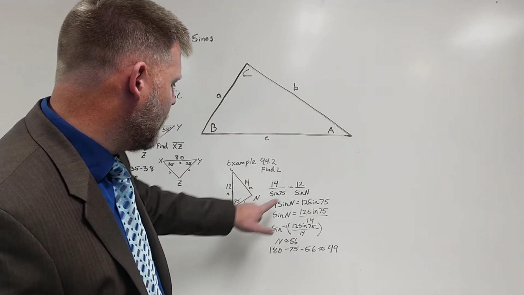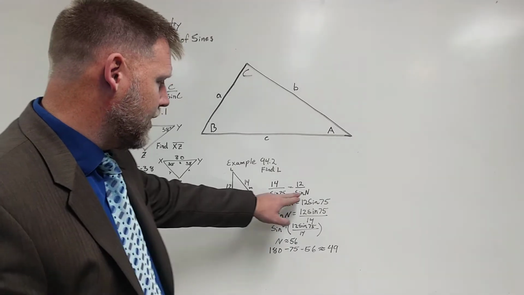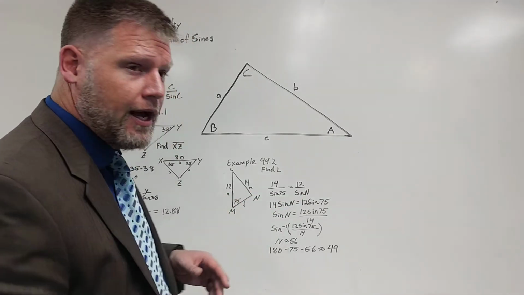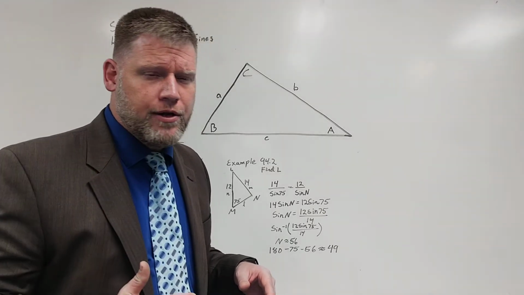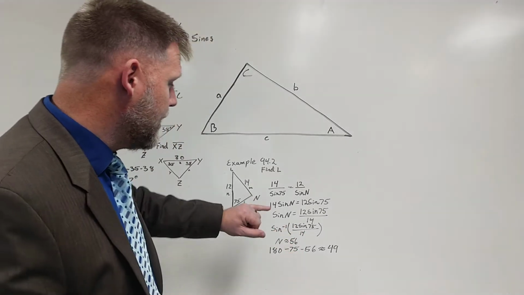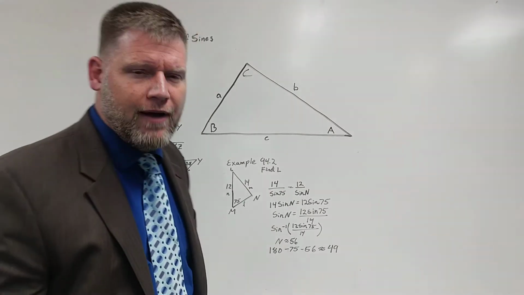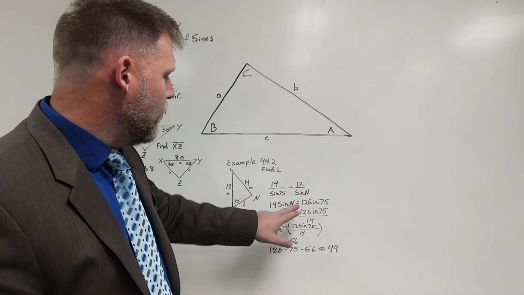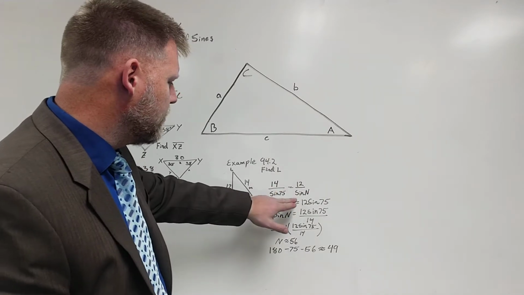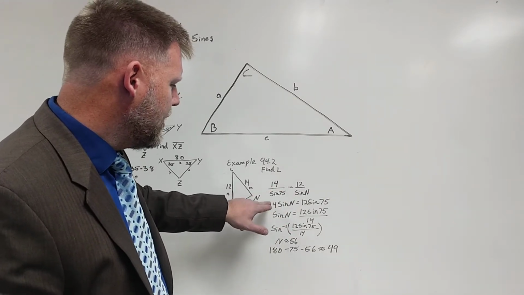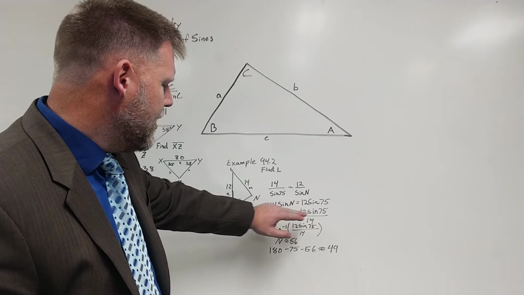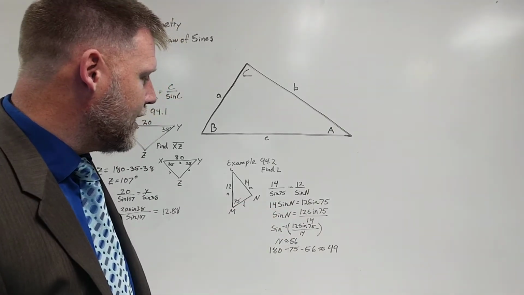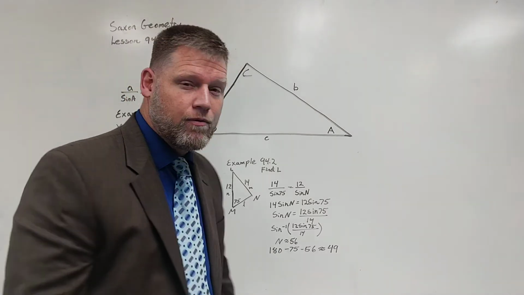And I'll say 12 over the sine of n, right? Because it's the sine of the angle. Now, this is where people get confused. I see it happen year after year. I see students make the same mistake. They try to get rid of this 12 by dividing both sides by 12. Well, that would give you 1 over the sine of n. So what I'm going to do instead is I'm just going to cross multiply this and say 14 sine n equals 12 sine 75. Then divide both sides by the 14. That gives me sine n equals 12 sine 75 over 14.